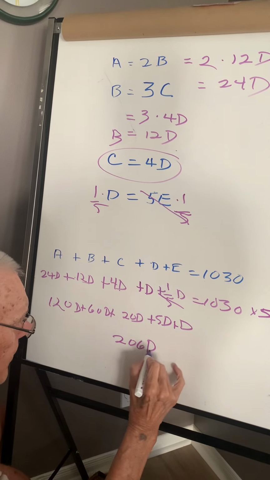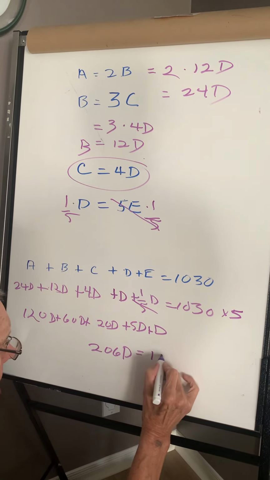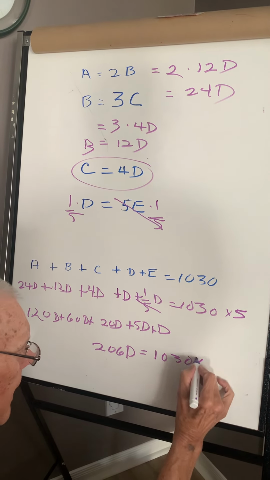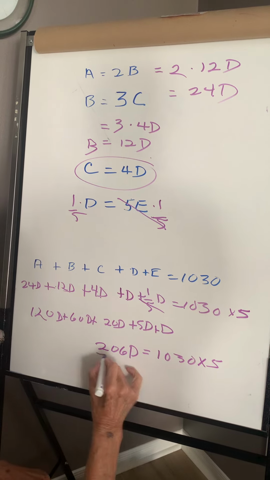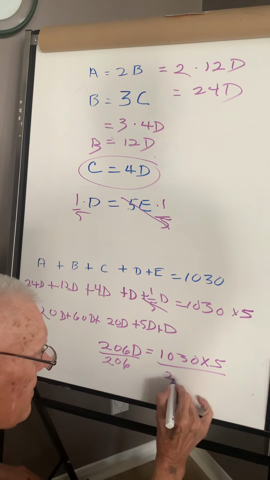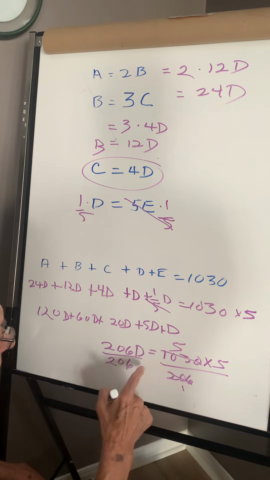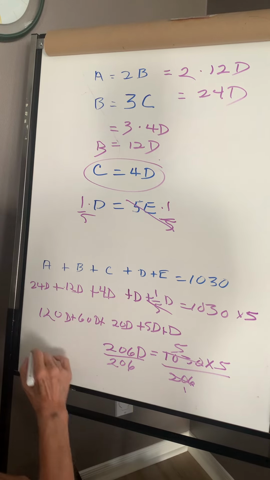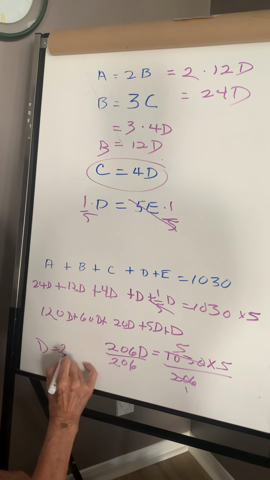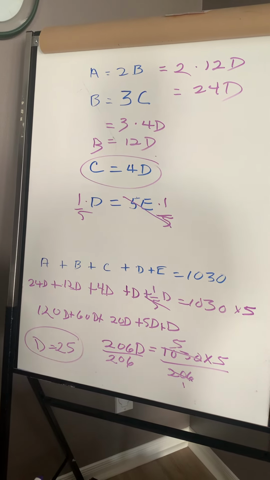206D is equal to 1030 times 5. Divide by 206, by 206. 206 goes into 1030, 5 times, so D is 25. Okay, let's look at it again.